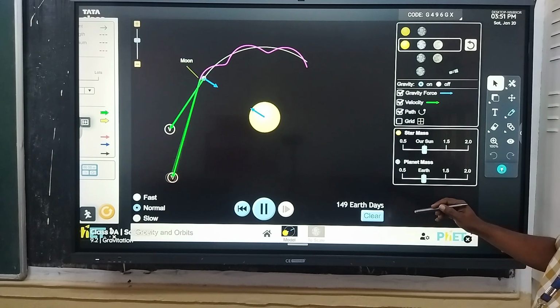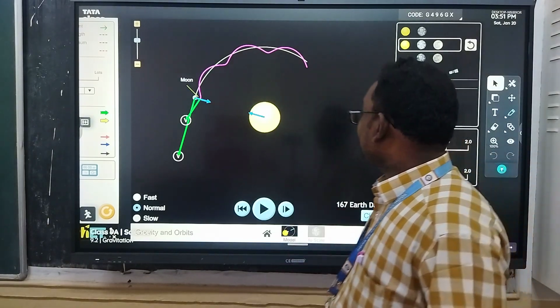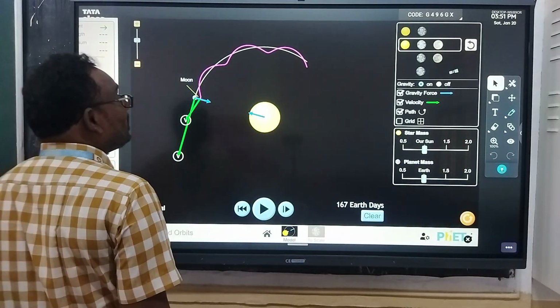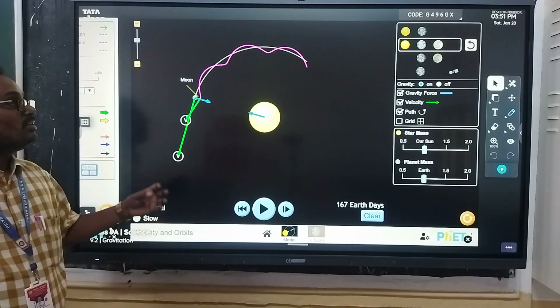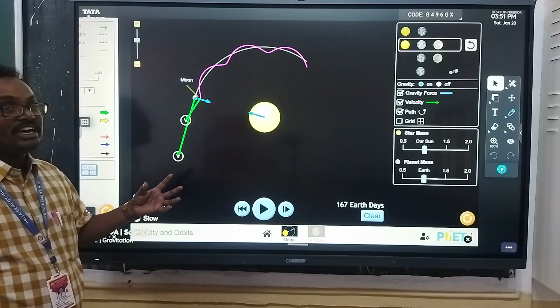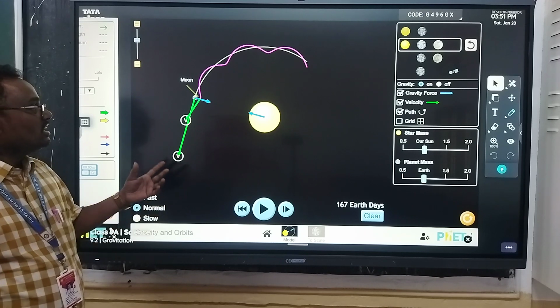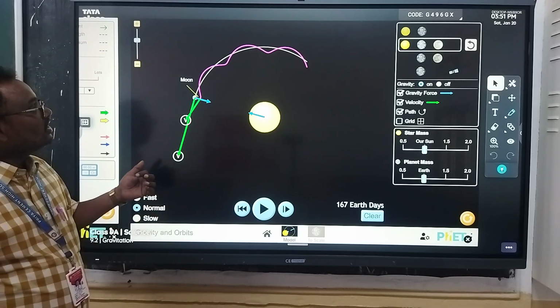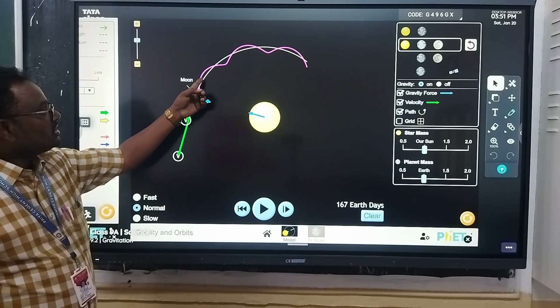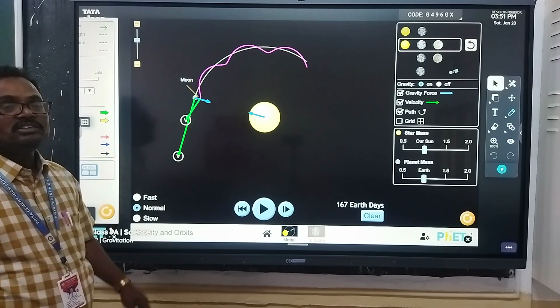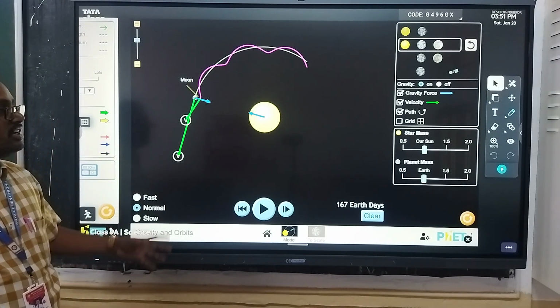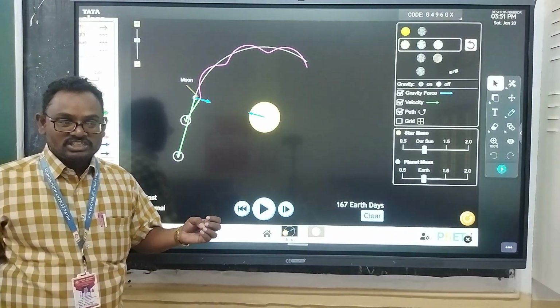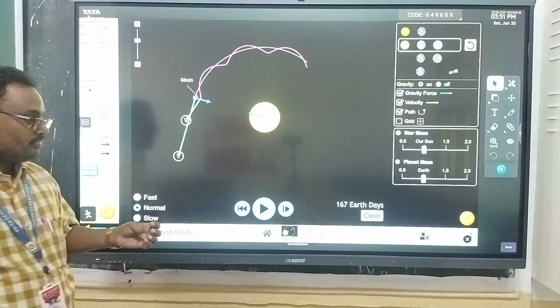See here what is going on. The pink color path is the path of the moon because it is revolving around the earth. And this white color is the path of the earth. We know that the earth takes 365 days to revolve around the sun. Right?